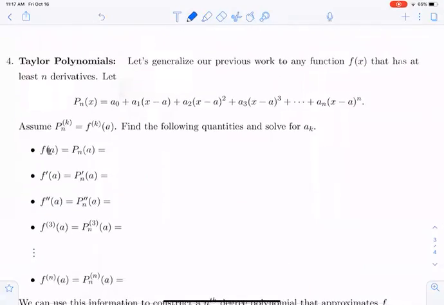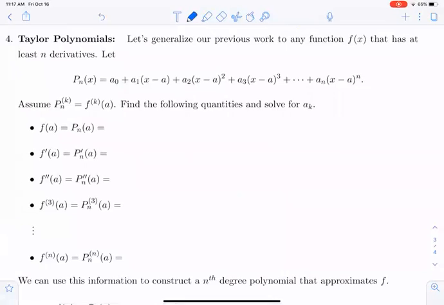Okay, so our new method is going to be called Taylor polynomials. Taylor polynomials are polynomials of the form a0 plus a1 times x minus a plus a2 times x minus a squared, and then adding more terms up to x minus a to the n power. So this is an nth order Taylor polynomial.